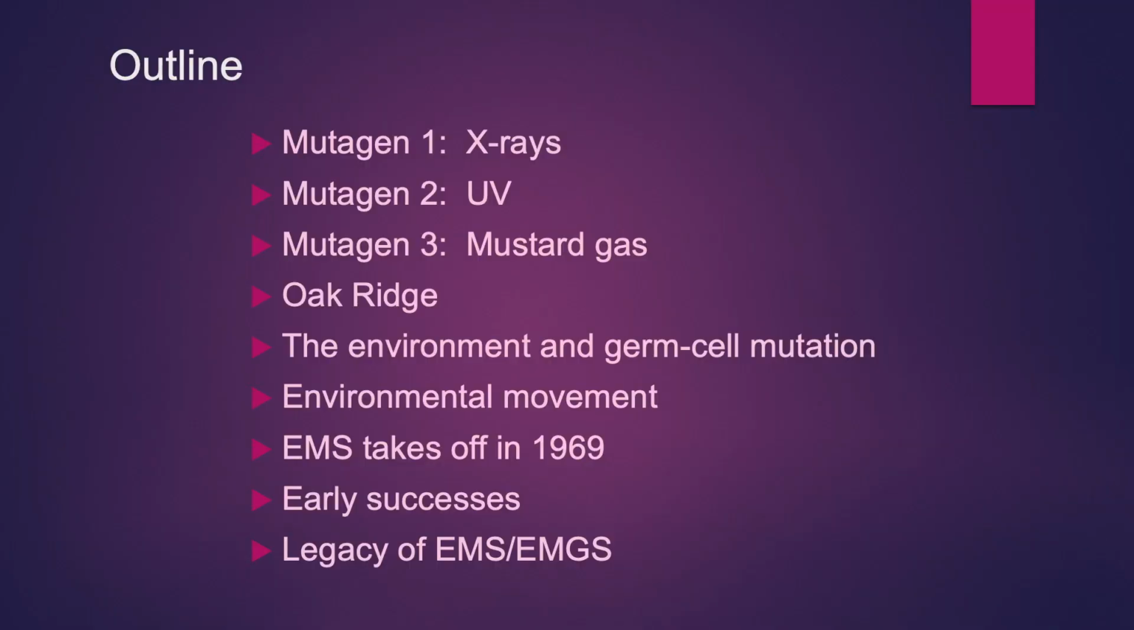So here's an outline of the talk. We're going to talk first about the first three mutagens, which all of you know about, but you might not know some of the details I'm going to tell you. We're going to talk a little bit about Oak Ridge, because this was critical to the formation of our society. We're going to talk about the environment and germ-cell mutation, the environmental movement, and some of us in this room lived through the 60s and 70s and can tell you all about that. We're going to talk about the takeoff of the society in 1969, some of the early successes, and the legacy that the society has left to us.